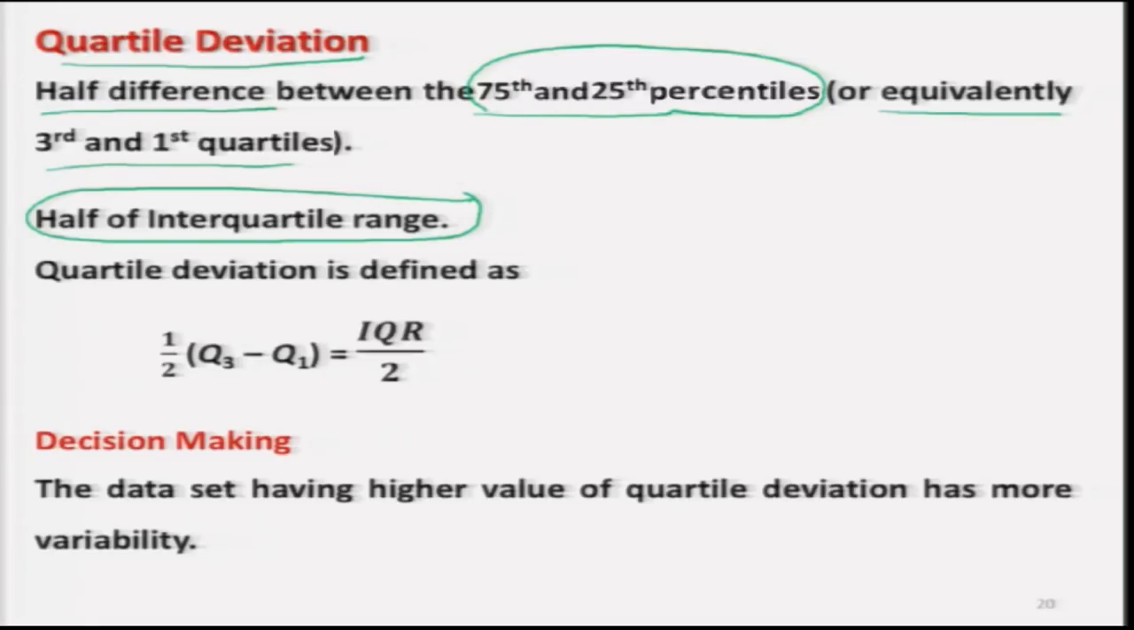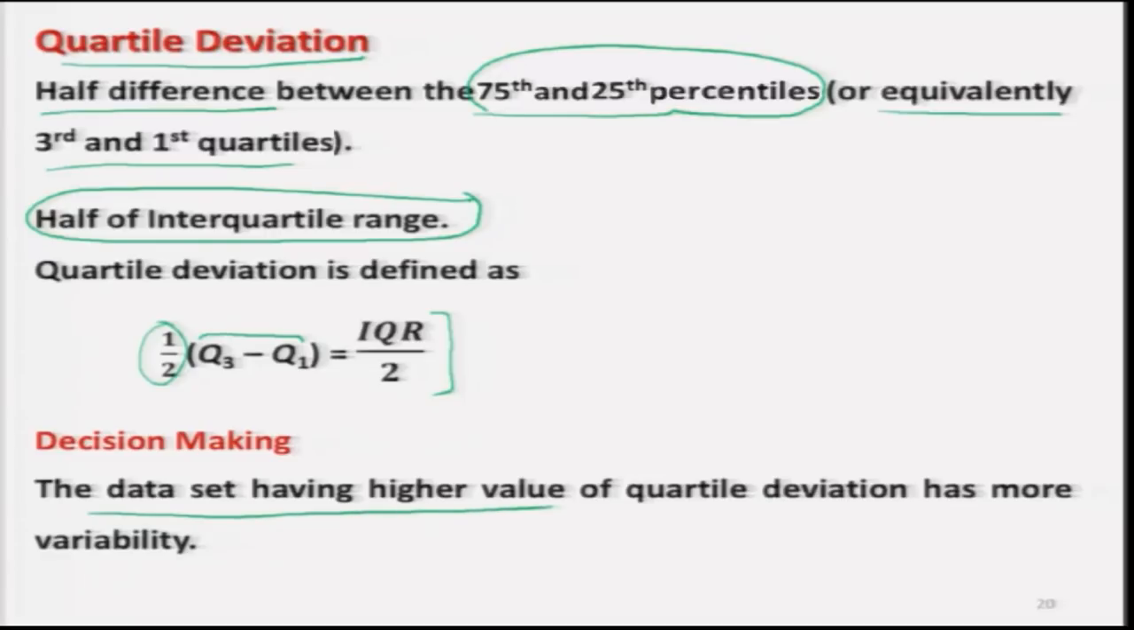It is not really difficult to give the definition of the quartile deviation. We simply take the difference Q3 minus Q1, which is nothing but your interquartile range, and divide it by 2, which I am doing here. So this is nothing but half of the interquartile range. The decision making in this case is the same as in the case of the interquartile range.